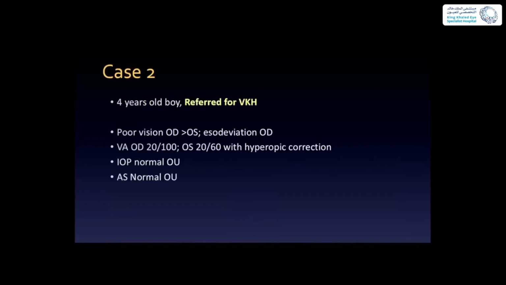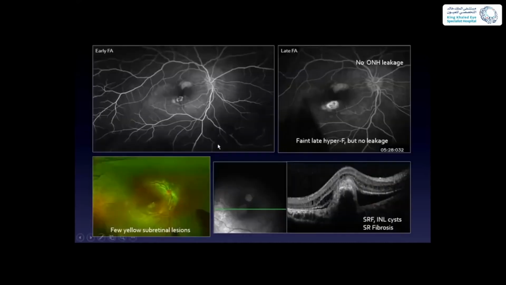Here's a 4-year-old boy. He was referred for VKH. He has had poor vision in the right eye for a long time, and he's had an isodeviation in the right eye. His visual acuity in the right eye was 20/100 and 20/60 with a hyperopic correction. He had normal IOPs and a normal anterior segment examination. The fluorescein angiogram shows increased hyperfluorescence around the macula and even nasally. And there was a suggestion of perhaps a choroidal neovascular membrane or a fibrosis.